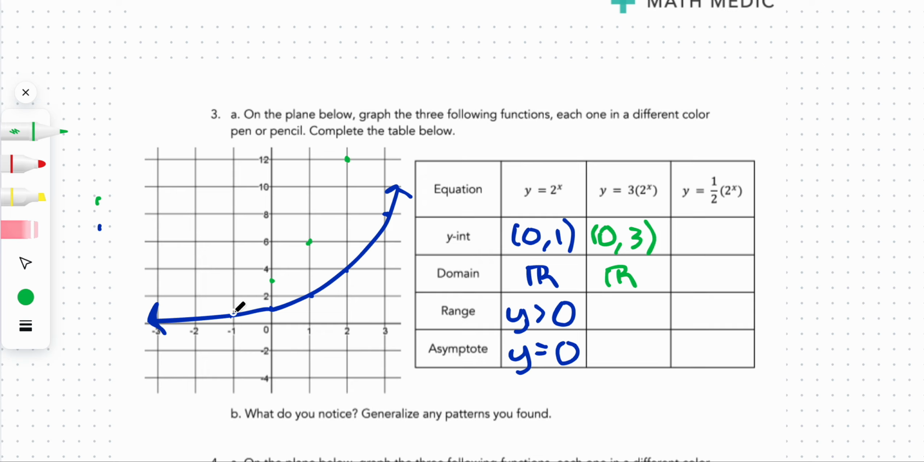And then let's plug in -1. 2 to the -1 power is equivalent to 1 over 2 to the first power, right? Which is just 1/2. And then we multiply by 3. So 1/2 times 3 is 3 over 2, which is like 1.5, so something like right there. And then let's connect the dots, and we get something along those lines.